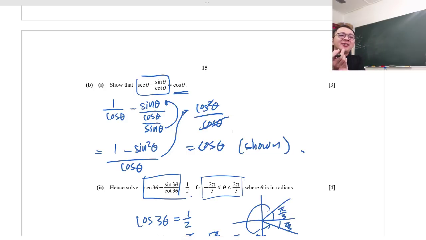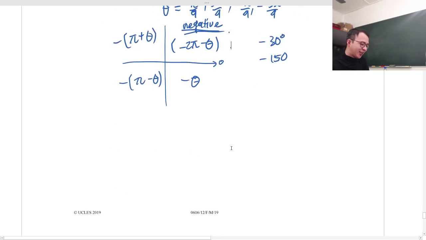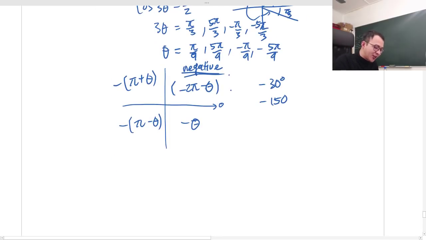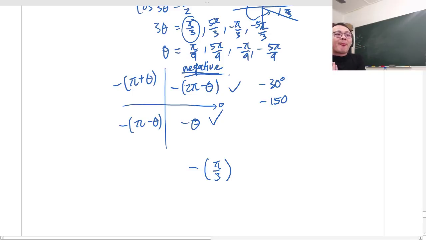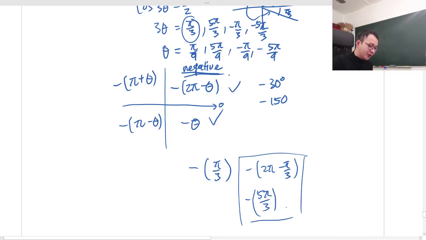So for 2 pi minus theta, the minus must be outside. For negative theta, the minus must be outside. You can see just now I got the pi over 3. If theta is whatever angle, in this case theta is not a good idea, maybe alpha or whatsoever. So basically I just take negative pi over 3, and cos is positive in this quadrant. Sorry, the negative must be outside. So for the second one it must be negative 2 pi minus pi over 3. This is how I get negative 5 pi over 3. So the negative must be outside.